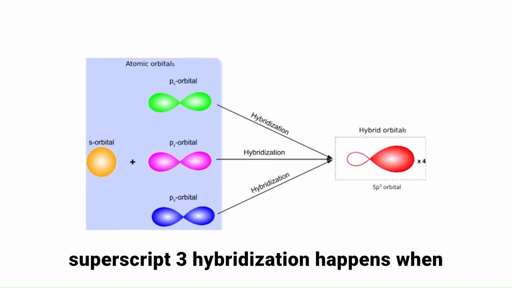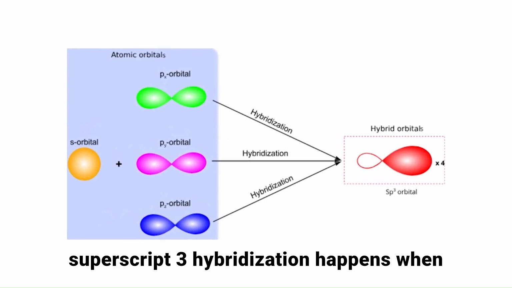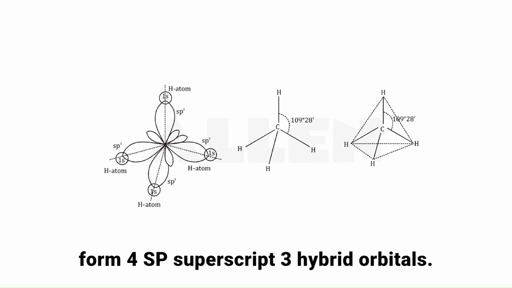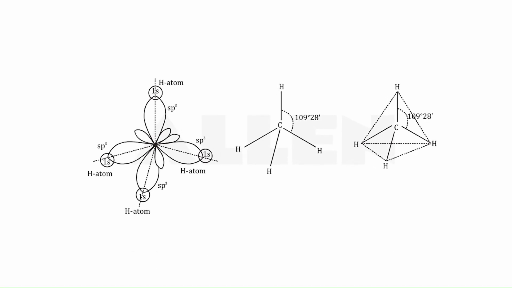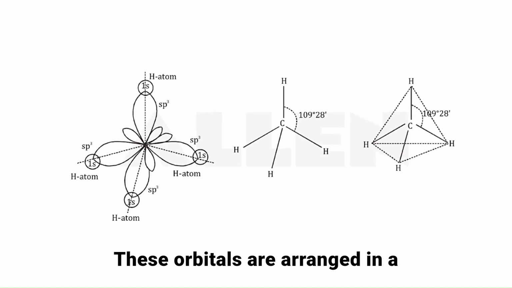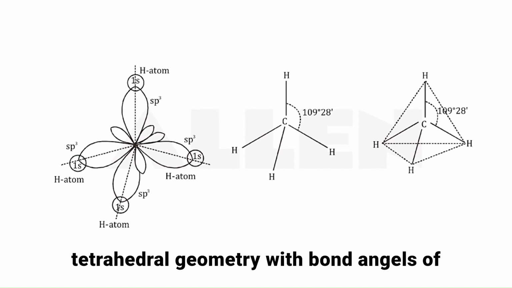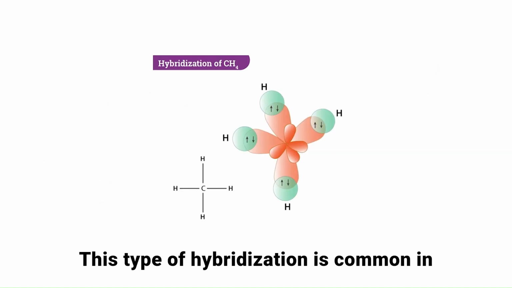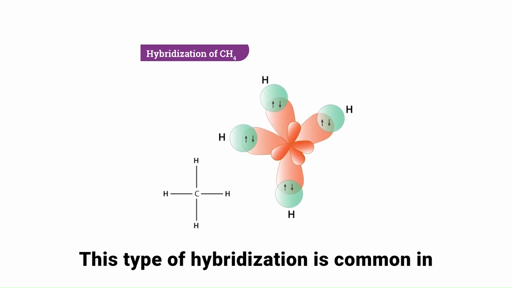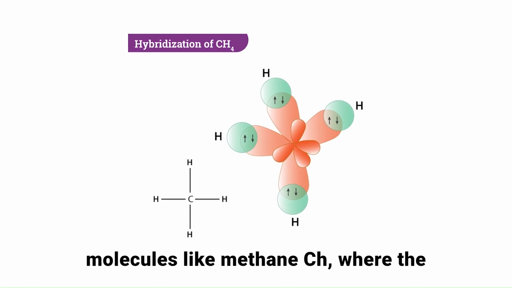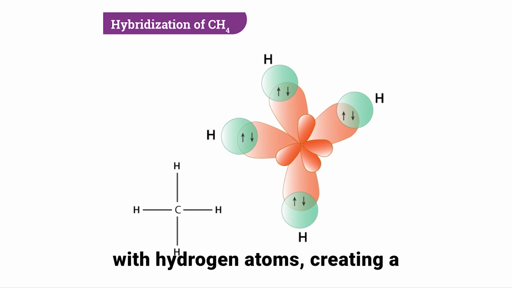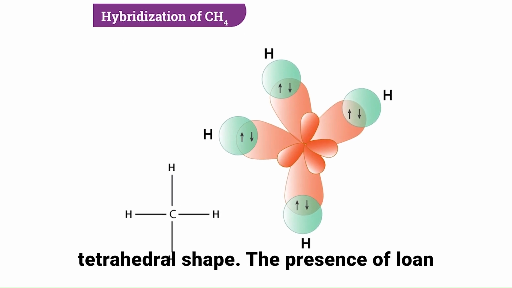Finally, sp³ hybridization happens when one s orbital combines with three p orbitals to form four sp³ hybrid orbitals. These orbitals are arranged in a tetrahedral geometry, with bond angles of 109.5 degrees. This type of hybridization is common in molecules like methane, CH₄, where the central carbon atom forms four single bonds with hydrogen atoms, creating a tetrahedral shape.